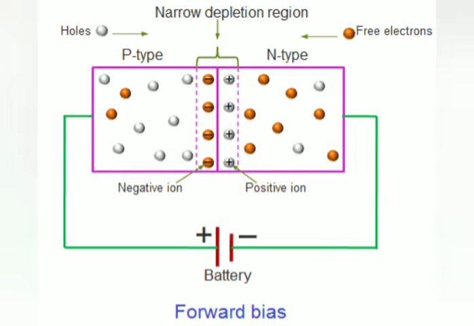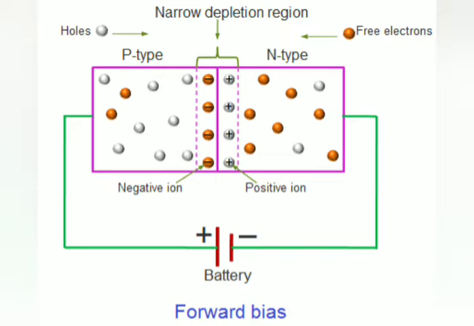Now the positive end, that is anode of the diode, is made by the material which is of p-type. P-type means they are positively charged particles that are holes, and the cathode of the diode is made by the n-type material which contains the electrons. Now the p-type is connected to the positive end and the n-type is connected to the negative end of the battery.